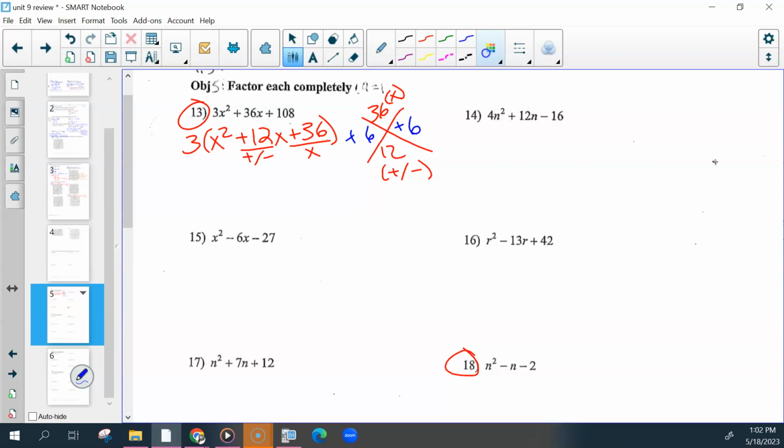So you're going to keep bringing down that 3 from the outside, and you're going to have 2 sets of factors. Whatever the variable is going to be what comes first in both, and the 2 numbers you found are going to go in each. Since these are the same, you could also write this as 3 times x plus 6 squared. Either one does not matter. Questions on this?